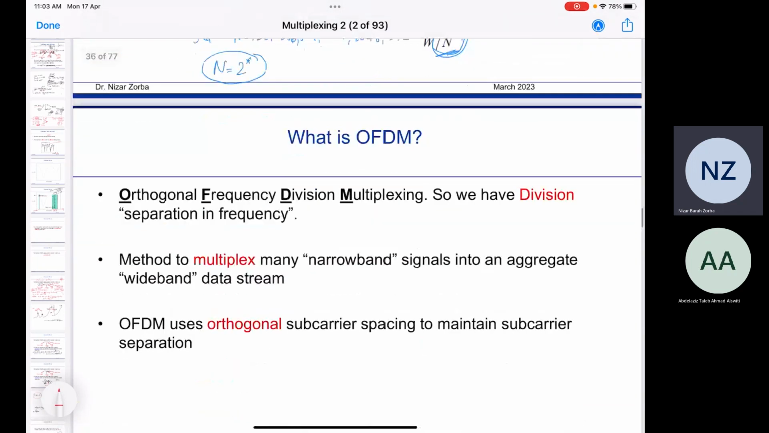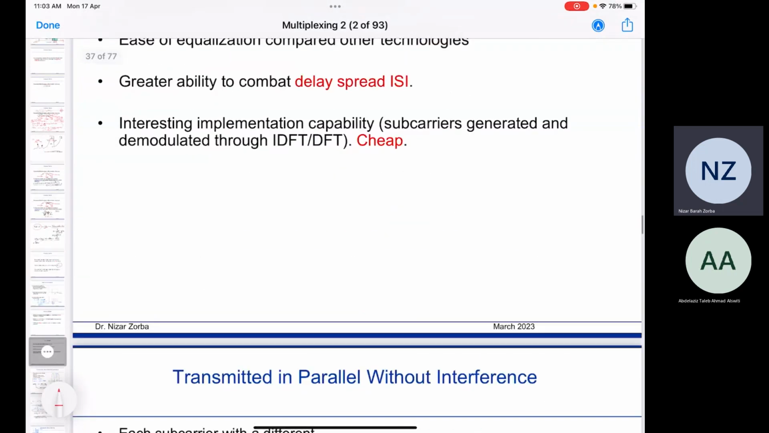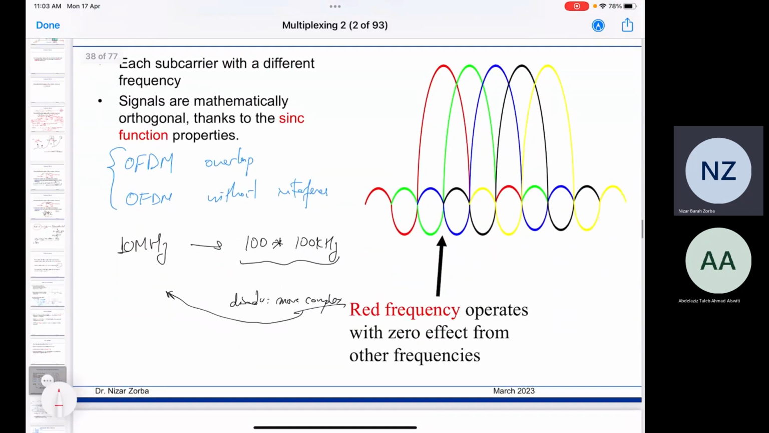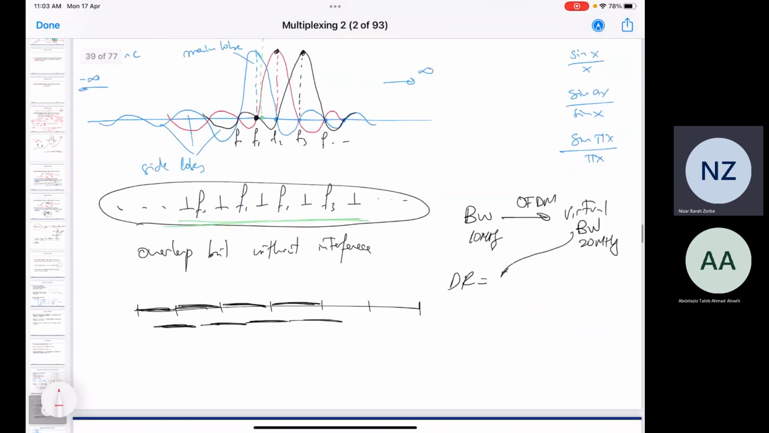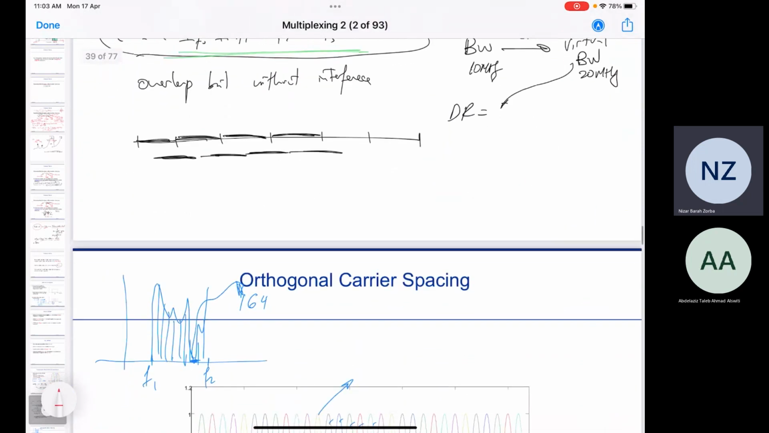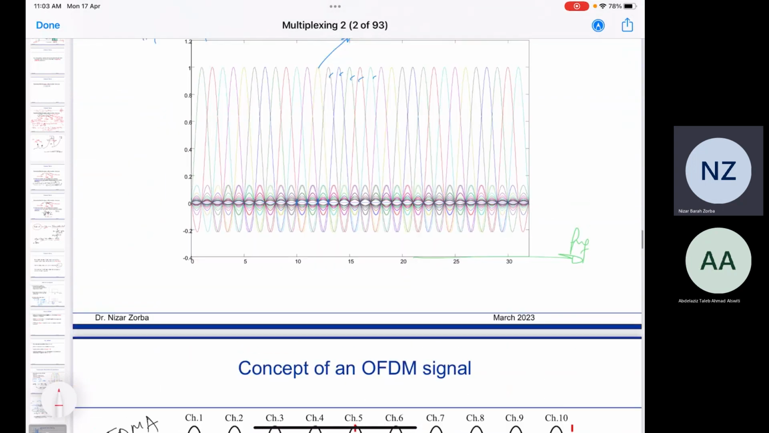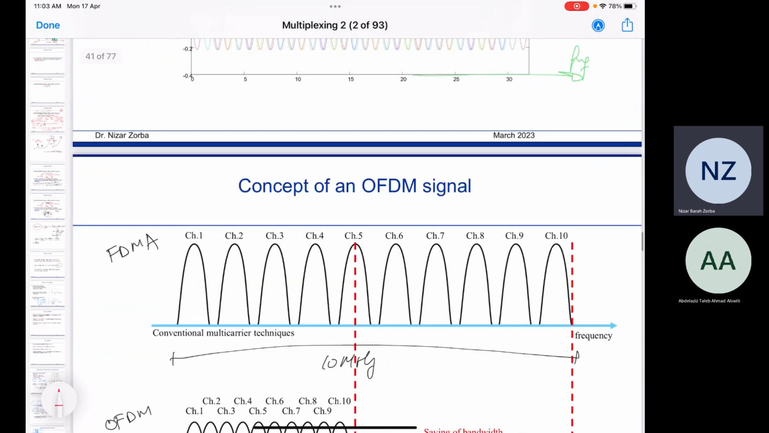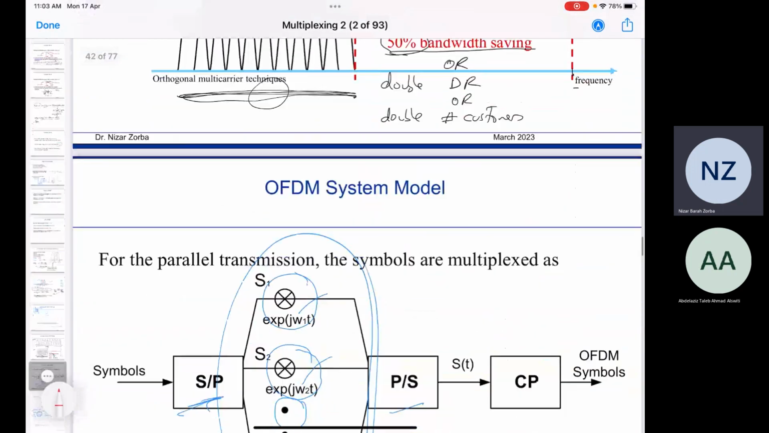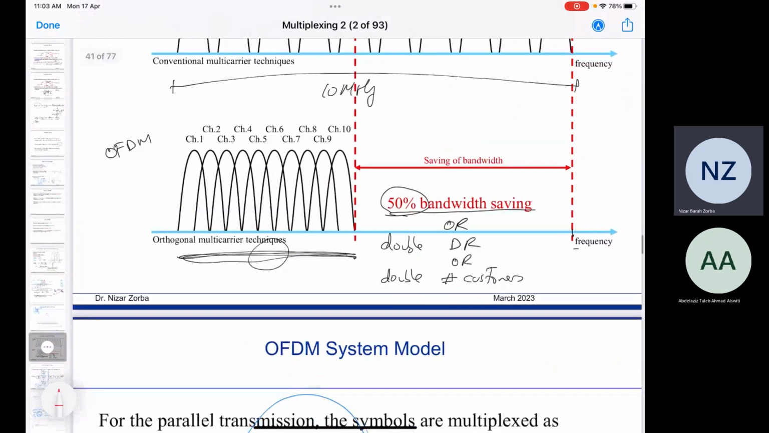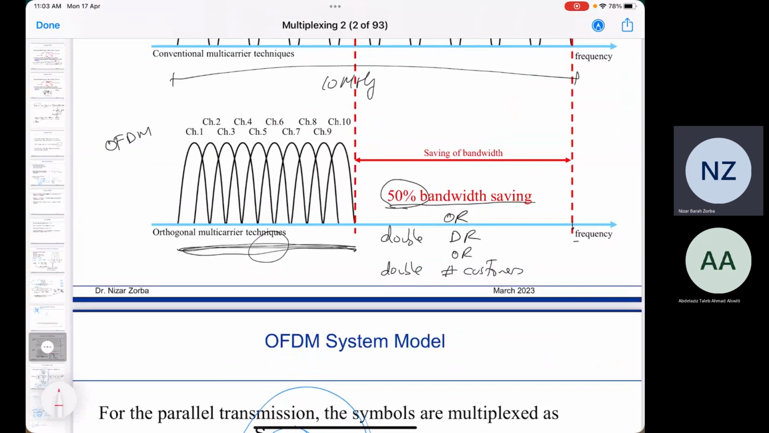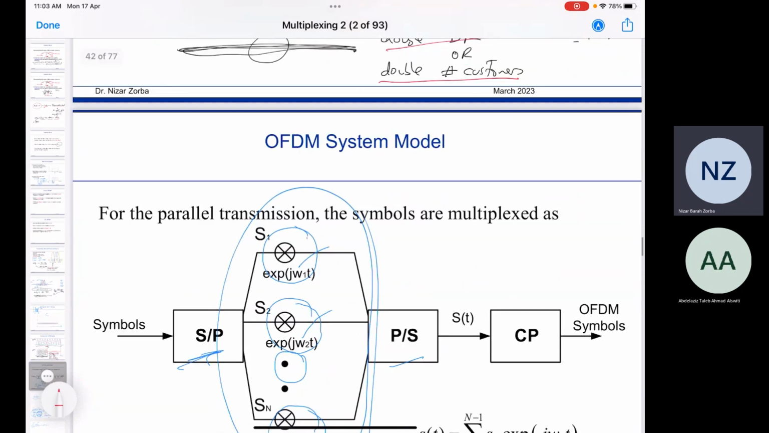We commented on OFDM. What is the difference between OFDM and FDM? We said that mainly it is an overlap, a smart overlap. It is an overlap without interference. So here you see they will overlap, but in a smart way. And this overlap in a smart way will give us double the data rate or double the number of customers, or a 50% saving on the bandwidth.